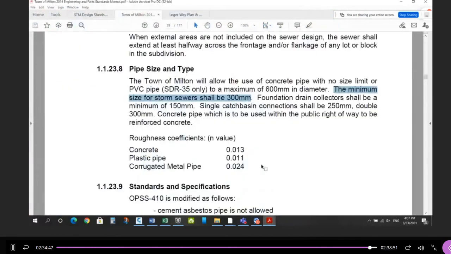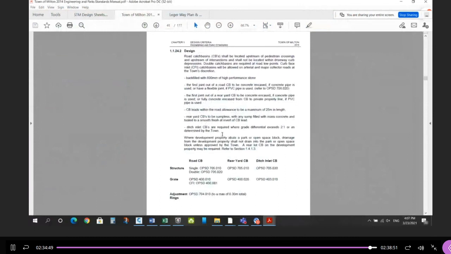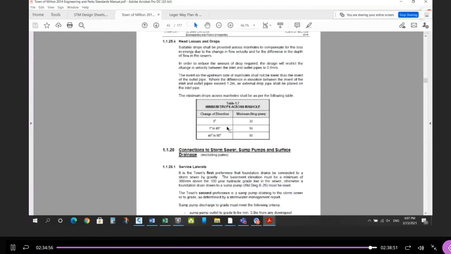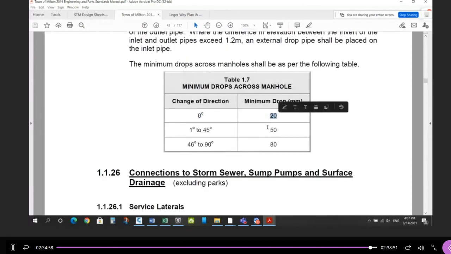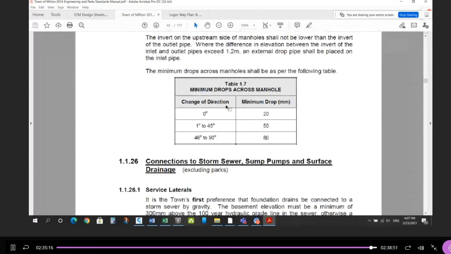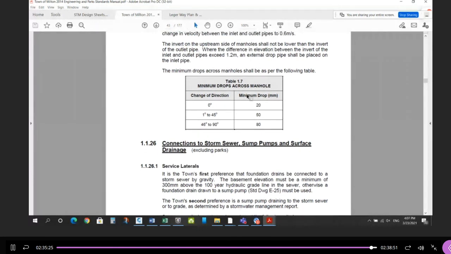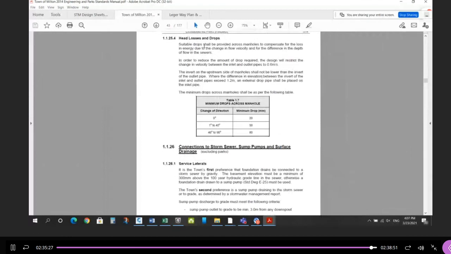If you go back to here, you'll see the change in direction. And I believe it's specified right here. So straight through, use 20 millimeters, 45 degrees, use 50 millimeters, 90 degrees, use 80 millimeters, or 0.02, 0.05, 0.08. Okay, so this is the minimum drop based on the change in direction. And then there's also the match obvert condition. Right, so this is the minimum, right? And then where is it? Also, it should talk about match obverts in here, I think.